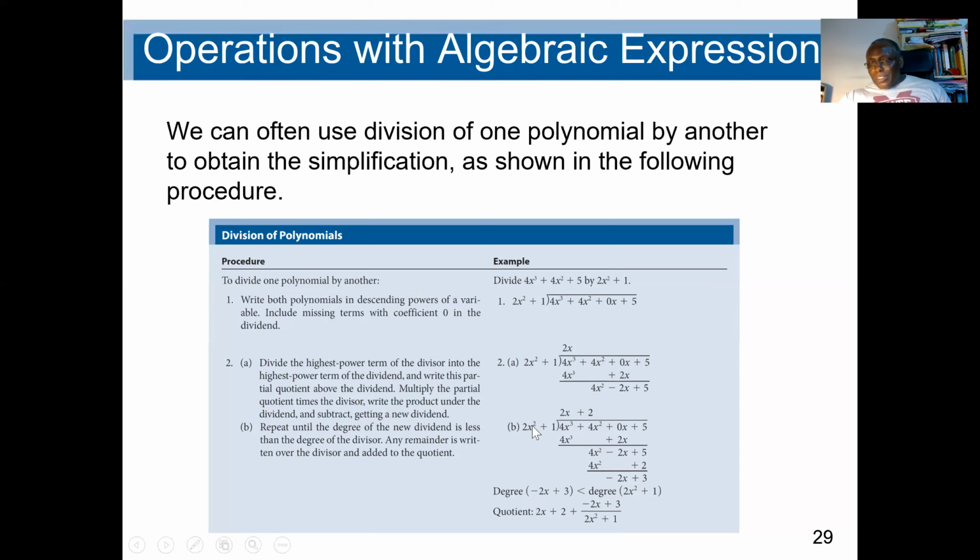So if that's the case, my answer will be 2, remainder minus 2s plus 3. Or in this case, they just wrote the answer as 2 plus minus 2s plus 3 divided by 2s squared plus 1, because I'm going to divide the last expression here by the denominator. Or I can just write remainder minus 2s plus 3.